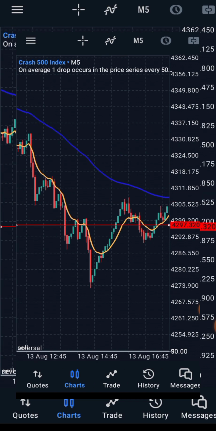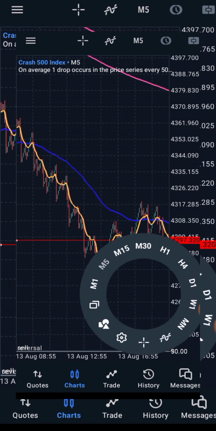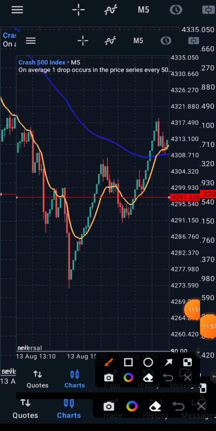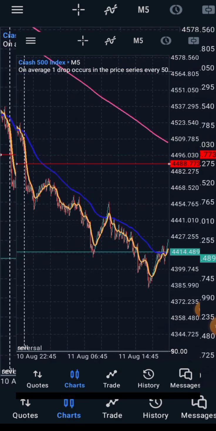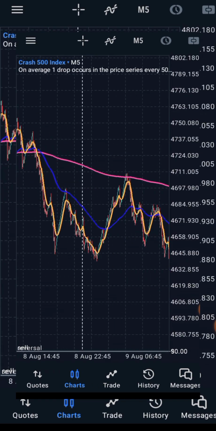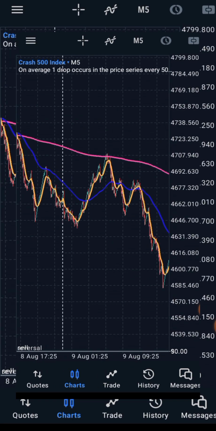The market crashed a little bit. You have gotten some pips from this zone here. Now let's go down to others. Now this is a perfect trending market. You see this. What do you want to see?